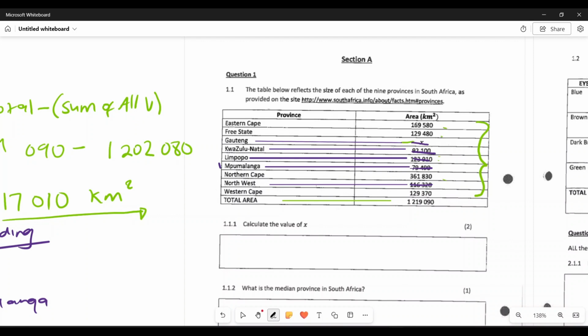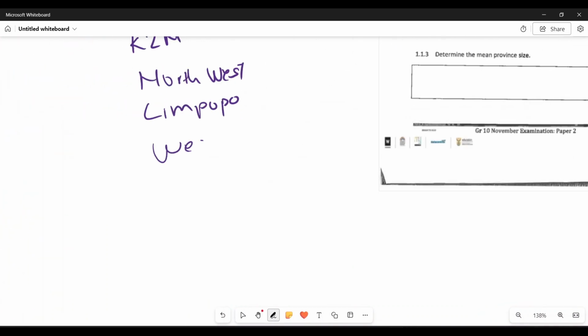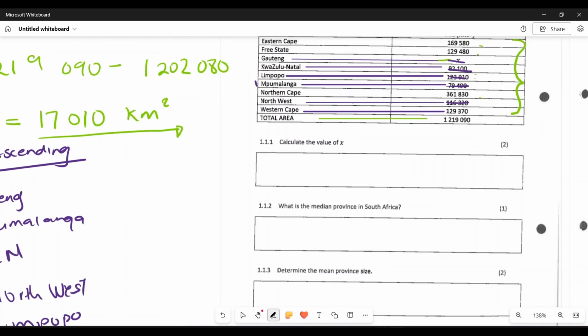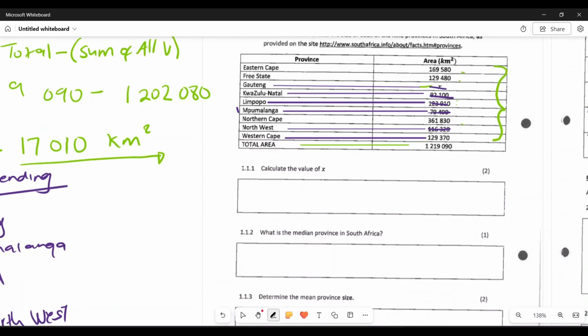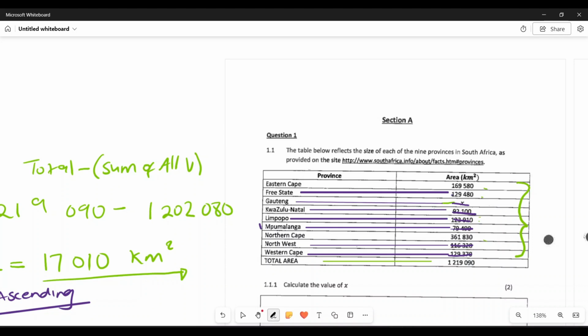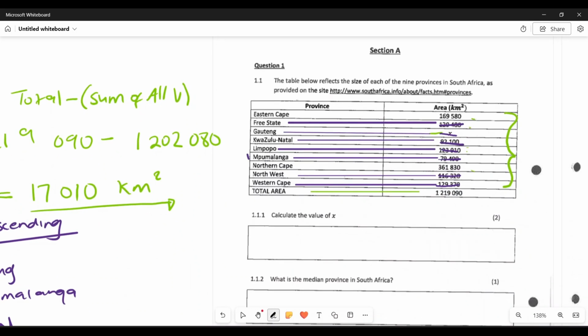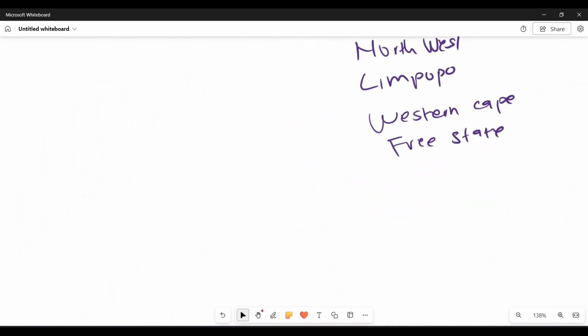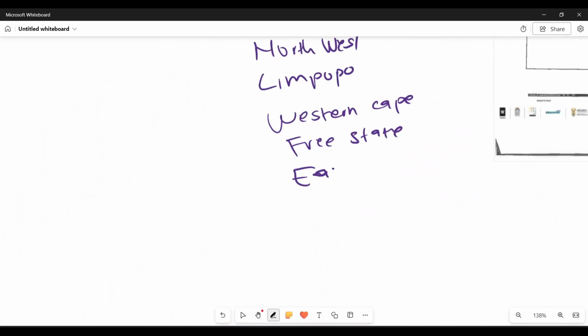Now next it has to be Western Cape. Now after my Western Cape, let me see what's next. Let me cancel it out. It has to be Free State. So it's Free State. And then Eastern Cape afterwards, Northern Cape. So the last two, Eastern Cape and Northern Cape.